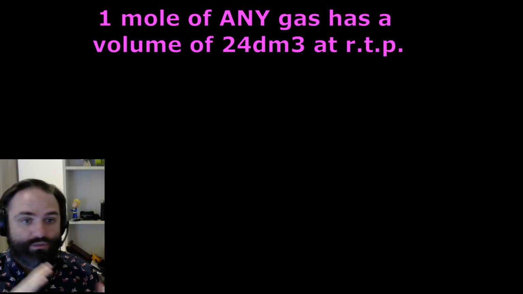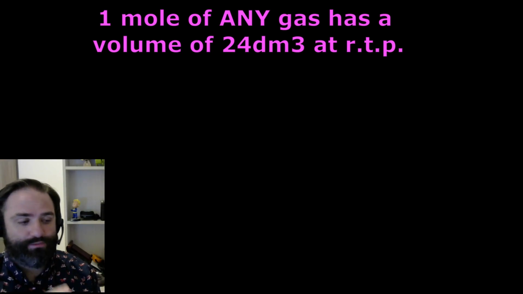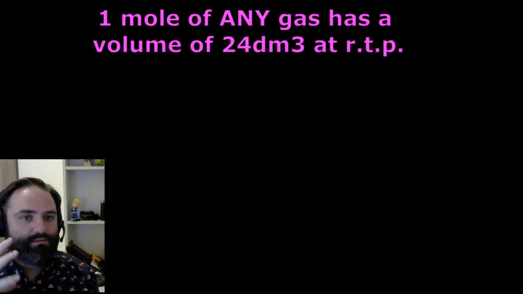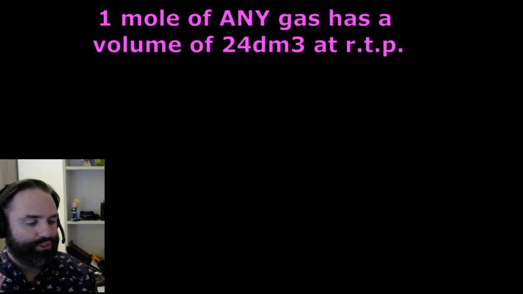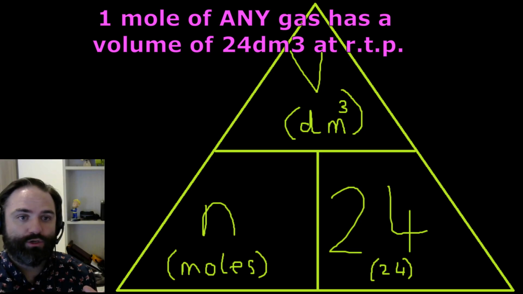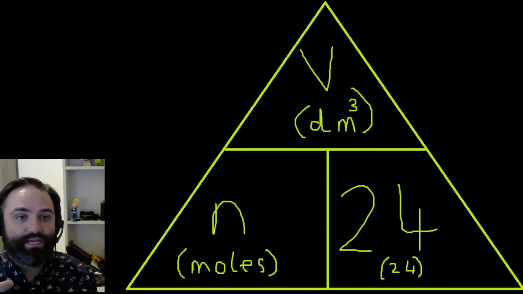Room temperature and pressure is a specific number. It's 20 degrees Celsius and 1 atmosphere of pressure. But that means that you will need to see if it is at room temperature and pressure. So what does that mean? Well, it means if you know the number of moles of gas, you know how much volume it's going to be. And if you have the volume of a gas, then you know how many moles it's going to be, as long as it's at room temperature and pressure.